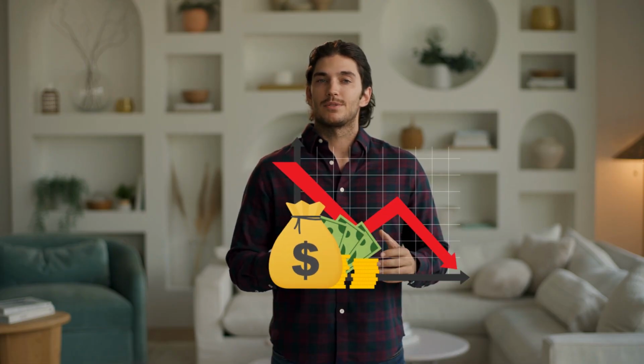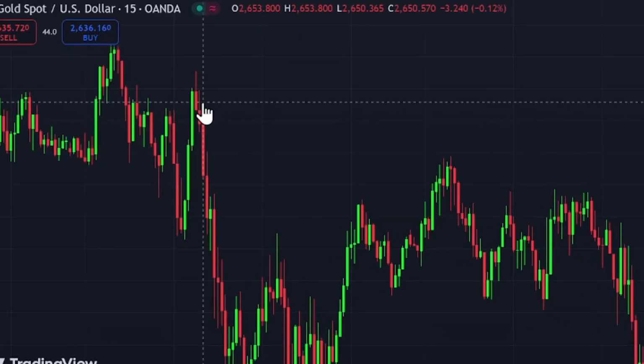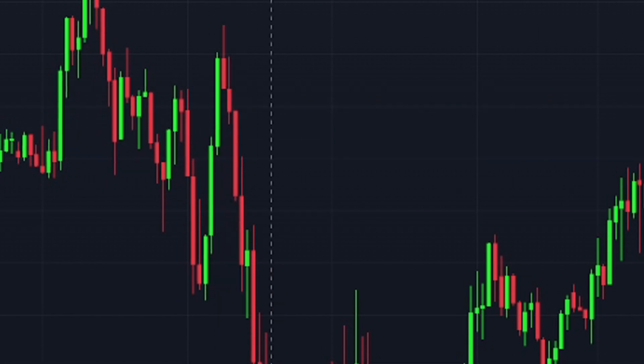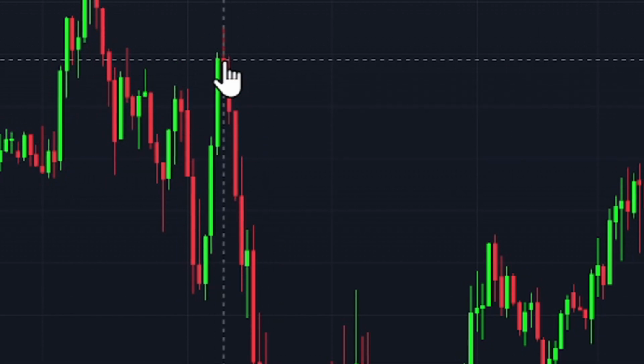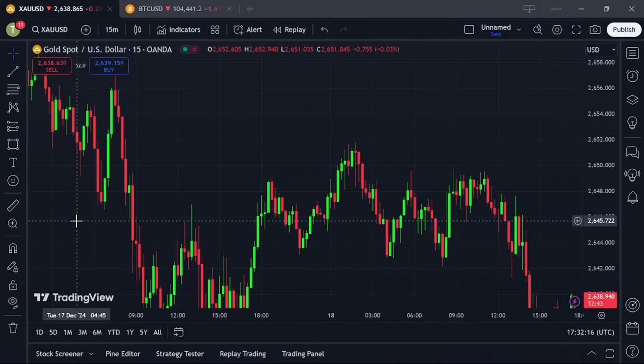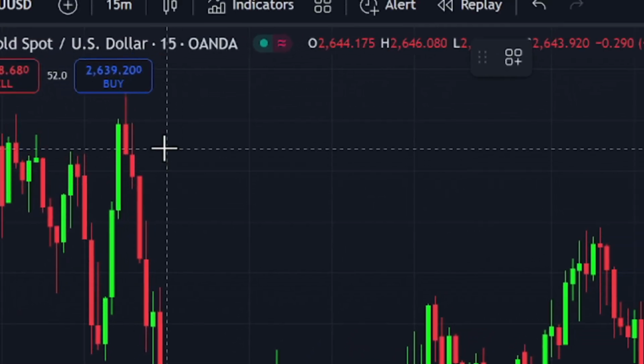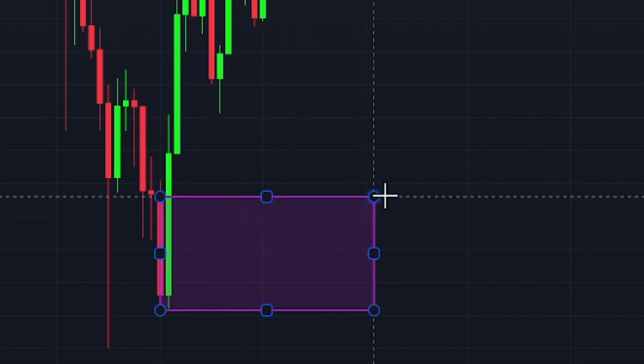Now, for supply zones, it's the opposite. Look for areas where the price shoots up and then reverses just as sharply. Again, the last candle before the move is crucial. To draw the zone, take the rectangle tool from the sidebar on TradingView and draw it from the low to the high of the last candle before the move. Similarly, look here. This is the aggressive candle, and this is where we draw the zone.